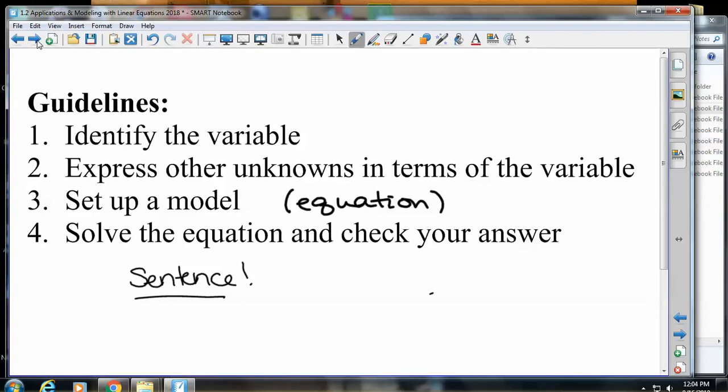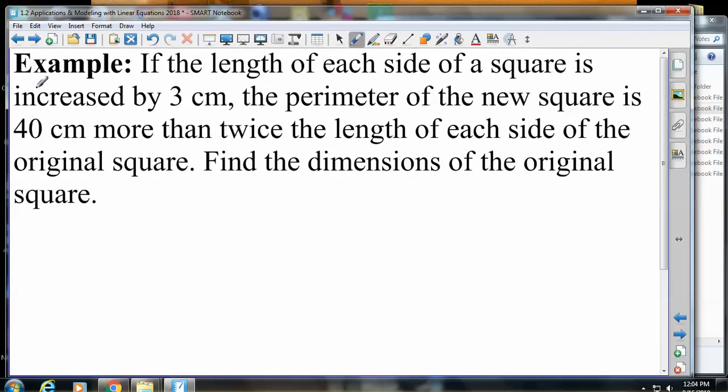Let's look at a problem. And again, you don't have to copy this down. You can just call it example 1, and that is typed up on the handout I posted on Classroom. If the length of each side of a square is increased by 3 centimeters, the perimeter of the new square is 40 centimeters more than twice the length of each side of the original square. If I just read it like that, I think we're all completely confused. Is that a fair assumption? Okay, so let's break it down and make it a little more reasonable.